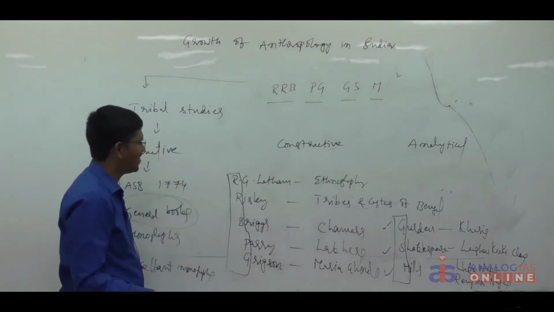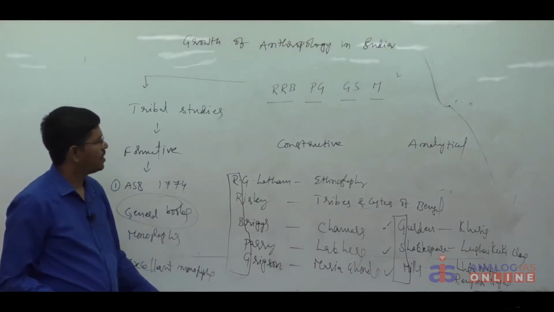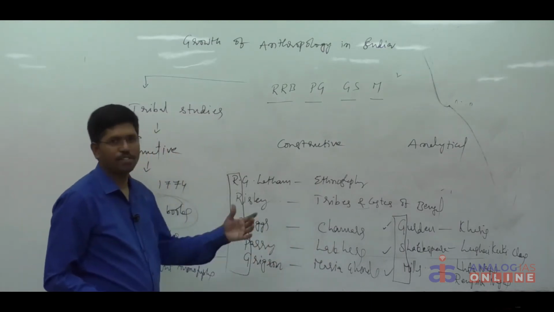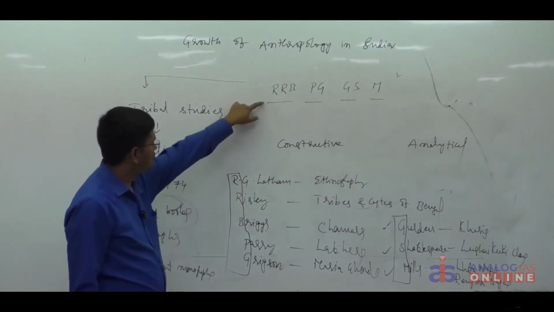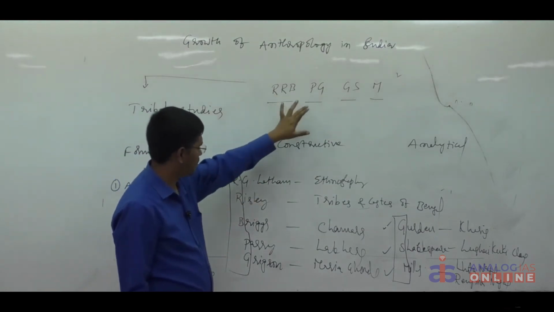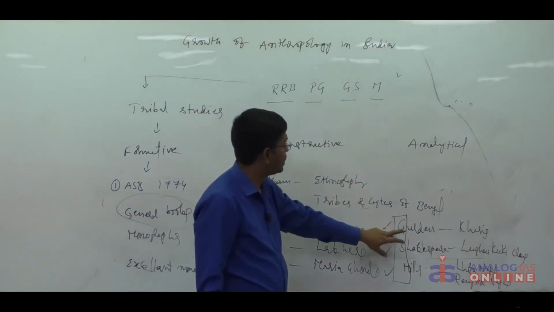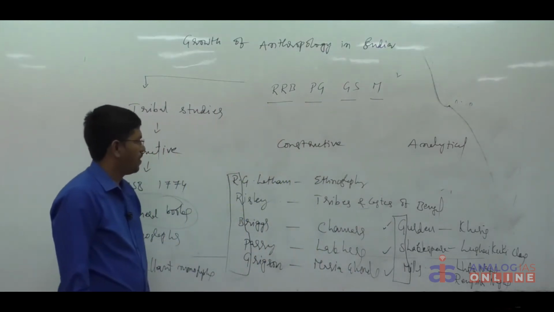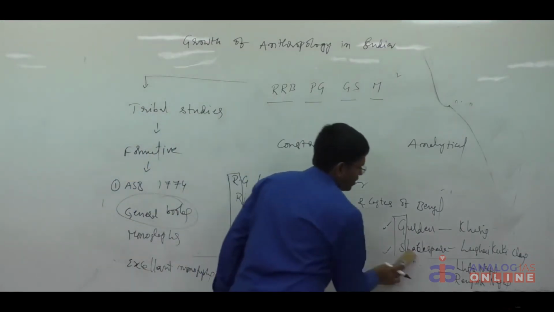If you remember that statement, then you can at least remember the names of the anthropologists. Then, if you practice the names of the monographs written by those anthropologists, you can give as many examples as possible. R stands for Latham, R stands for Risley, B stands for Briggs, P stands for Parry, G stands for Gregson, another G stands for Gurdon, S stands for Shakespeare, M stands for Mills. Just one mnemonic.